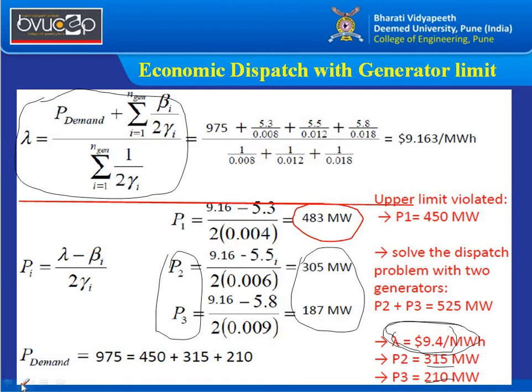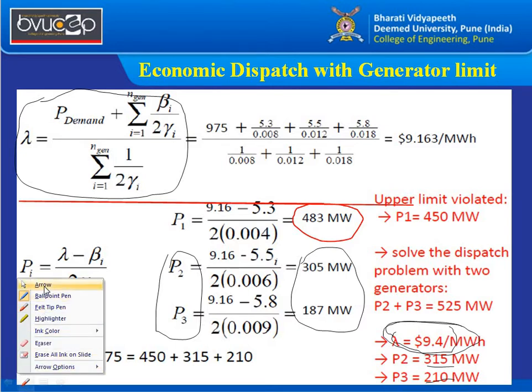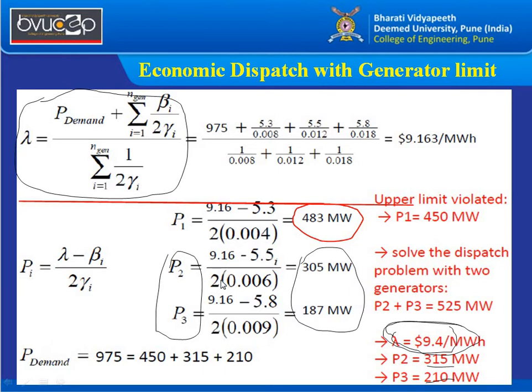So this is the change modified after the constraints are applied on the particular system. You can observe here, it is now 315 megawatt. Earlier it was 305 megawatt. It is to compensate this additional load, which is being satisfied because it is violating the limits. And the third generating unit, earlier it was 187, now it has increased to 210.